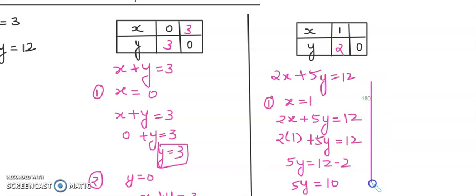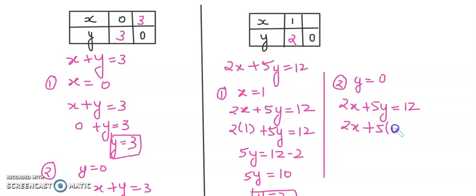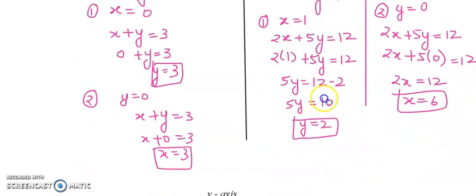Correct? Now we'll talk about y as 0. That's the second case. Y is equals to 0. So 2x plus 5y is equals to 12. 2x plus 5 times 0 is equals to 12. 5 times 0 is going to be a 0. So 2x is equals to 12. So x is equals to 6. Right? 2 points are enough to plot the line. So first equation I've got 0, 3, 3, 0 and second is 1, 2, 6, 0.